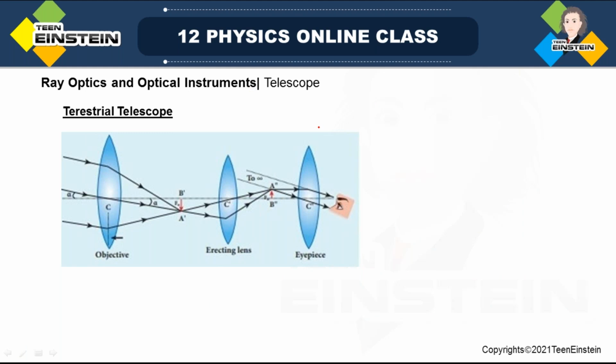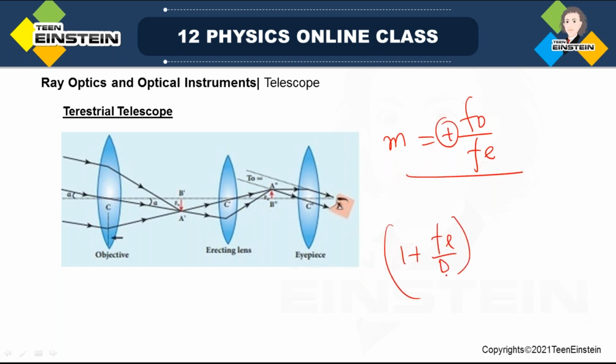Okay, and see, in this case the angular magnification will be the same, fo by fe, with a positive sign, because the image is erected over here by the erecting lens. Okay, so what are the drawbacks? Here you look, the magnification is less by this factor. This factor is missing. Okay, all right.